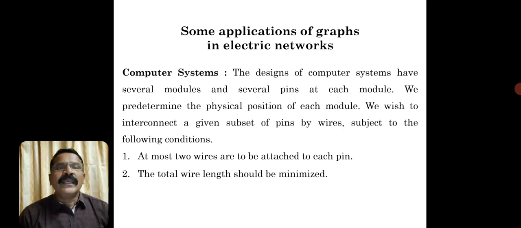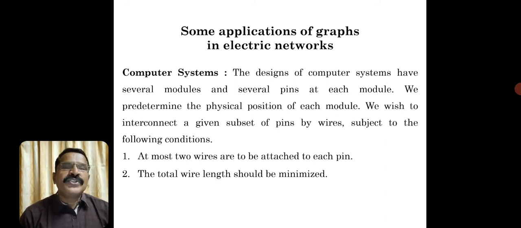Now here, some more applications if we consider. Of course, electric networks, especially computer systems. The designs of computer systems have several modules and several pins at each module. We predetermine the physical position of each module. We wish to interconnect a given subset of pins by wires, subject to the following conditions.